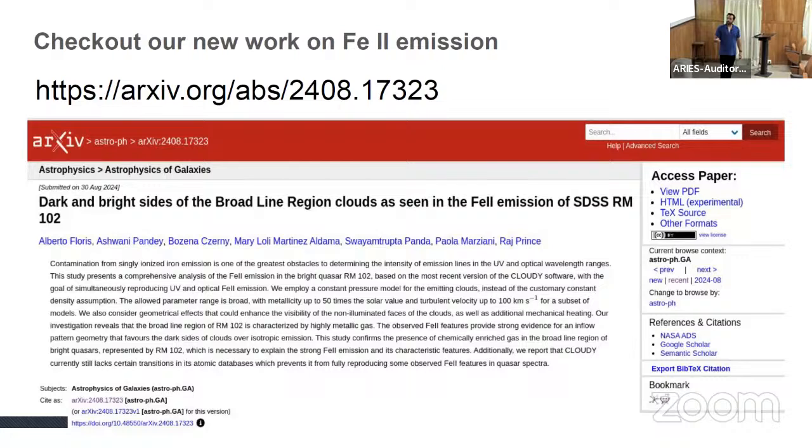Here we use a different approach, constant pressure within the cloud. We also tried different geometries, like two different clouds, with emission coming from two different parts, 20% from the dark side and 80% from the illuminated side. We also tried different values of metallicity, going up to 50 times solar. We found that for our source the metallicity can be higher, because it's an extreme population source.